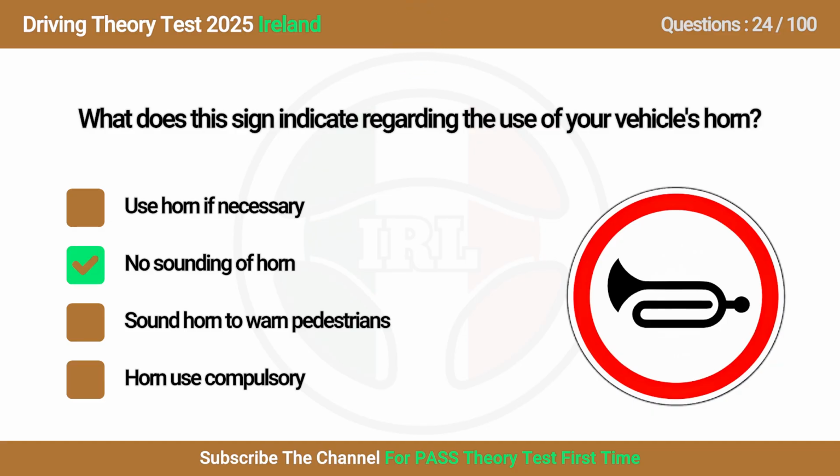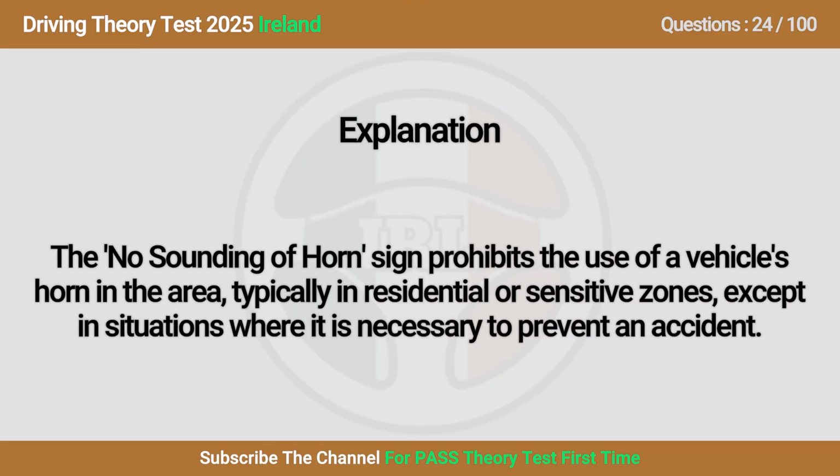Answer is B. No sounding of horn. The no sounding of horn sign prohibits the use of a vehicle's horn in the area, typically in residential or sensitive zones, except in situations where it is necessary to prevent an accident.